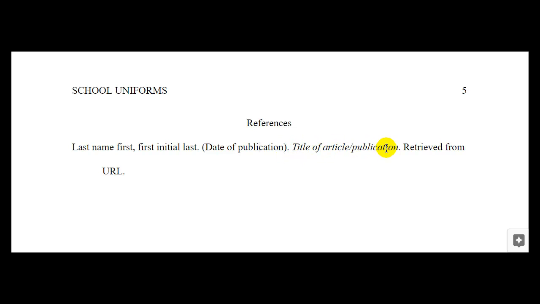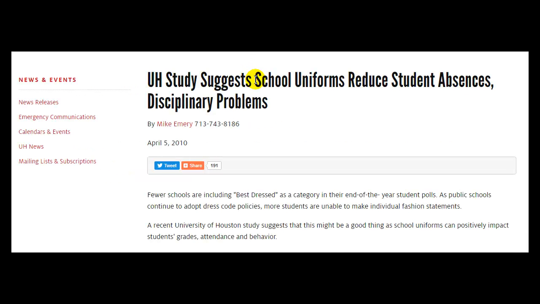Then we put the title of the article, the title of the publication, and in the case of a web page, that needs to be in italic font. Then we'll have the words retrieved from, and then we'll put in the URL for the site. So let's see how this would work. Here is a web page that deals with the issue of school uniforms. The author's name is Mike Emery, and it was published on April 5th, 2010.